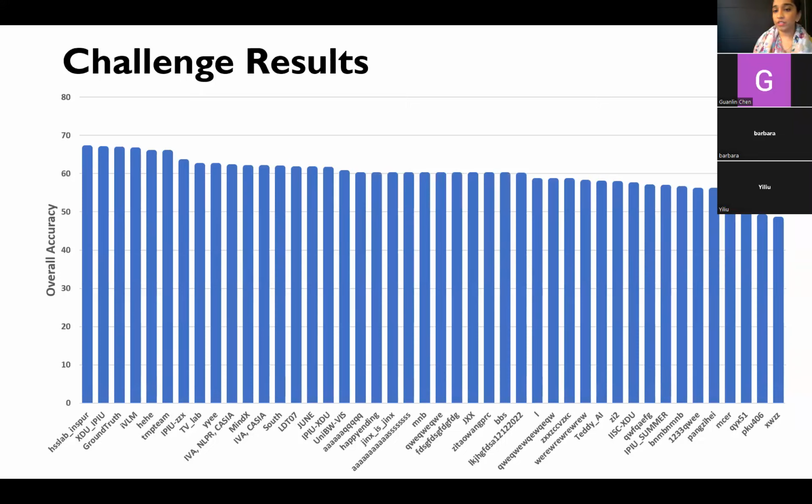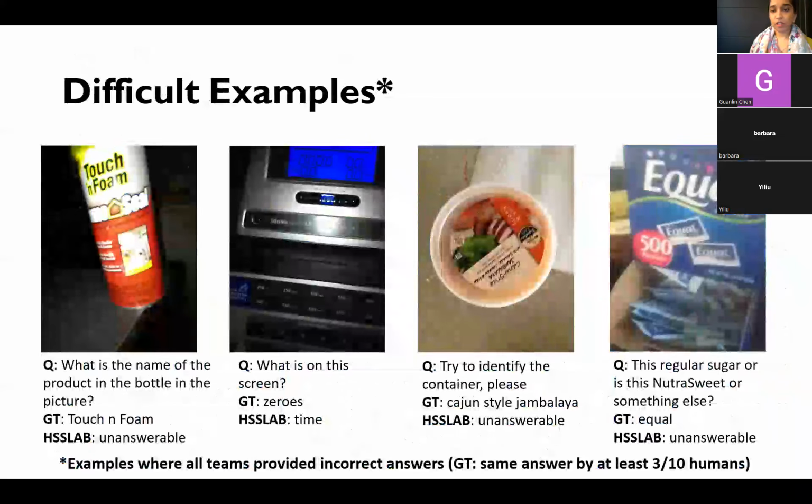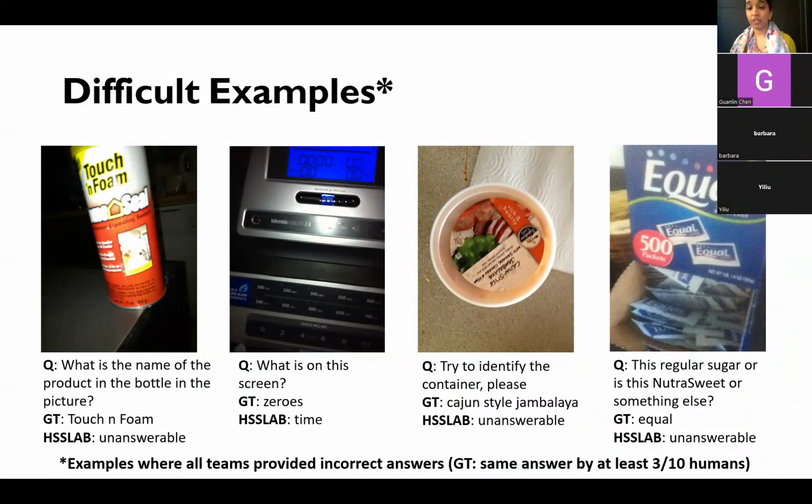Going into the details of the challenge this year, here's the distribution of how the 44 teams performed. The scores ranged from approximately 49% to 67%. The dataset still poses challenges to several algorithms. Here are some examples for which all teams failed, and I've provided some examples of what the winning team, HSS Lab, provided.